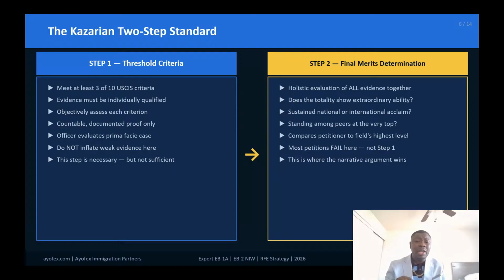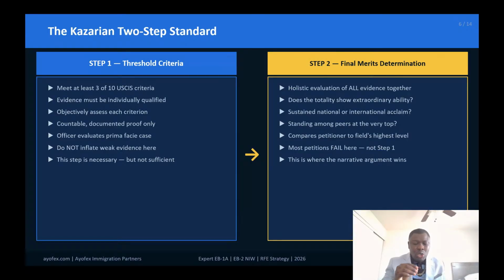And this is where I've seen most petitions fail. You see, meeting 3 criteria out of 10 is not that difficult. But showing USCIS that you are at the very top of the field is a tug of war. That is where most petitions fail. This is where most denials actually happen. And this is where the narrative argument wins.